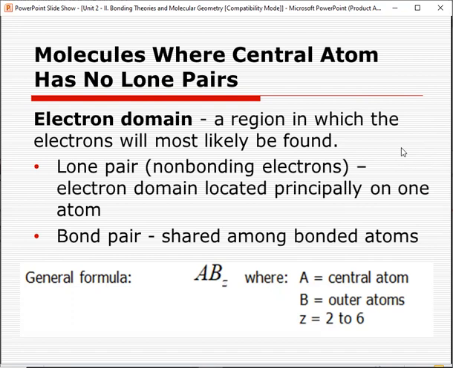Electron domain. It is a region in which the electrons will most likely be found. For lone pairs or the non-bonding electrons, these are electron domains located principally on one atom. For the bond pairs, these are shared among bonded atoms. For molecules which have no lone pair, this is the general formula: AB subscript Z, where A is the central atom, B is the outer atom, and Z is from 2 to 6 outer atoms.